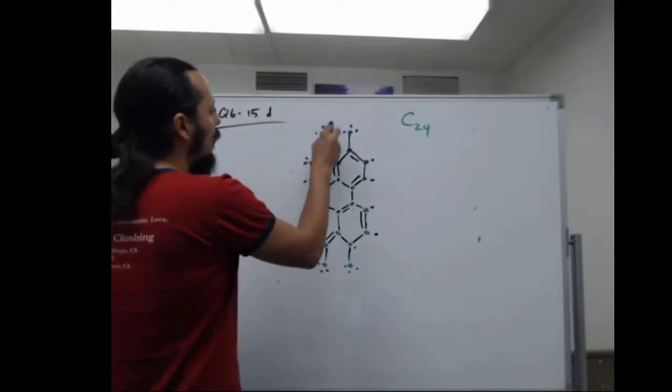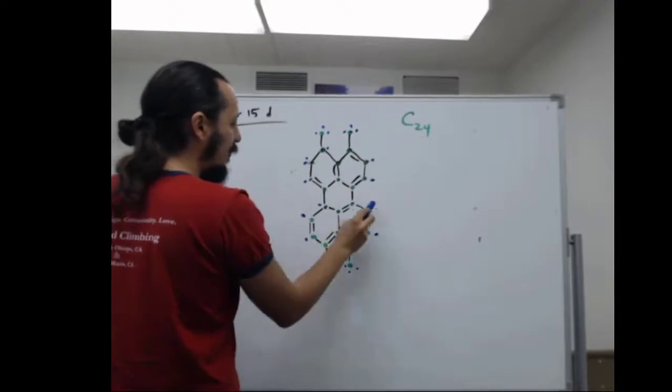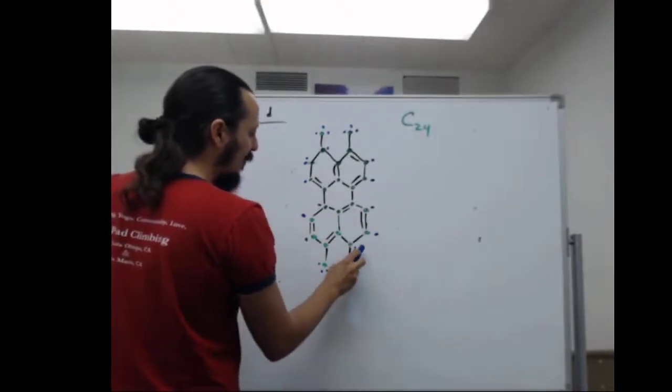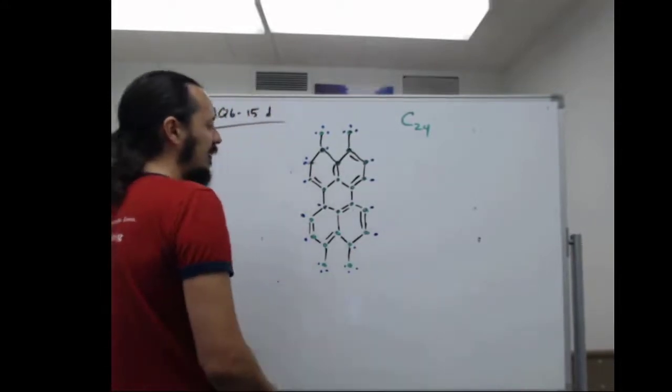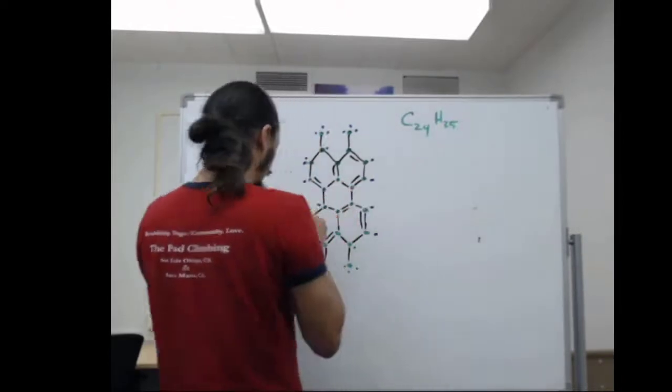So I've got 1, 2, 3, 4, 5, 6, 7, 8, 9, 10, 11, 12, 13, 14, 15, 16, 17, 18, 19, 20, 21, 22, 23, 24, 25. C24, H25.